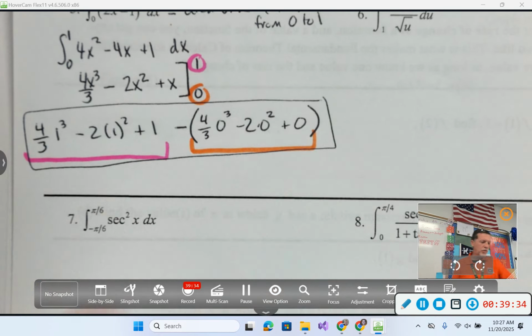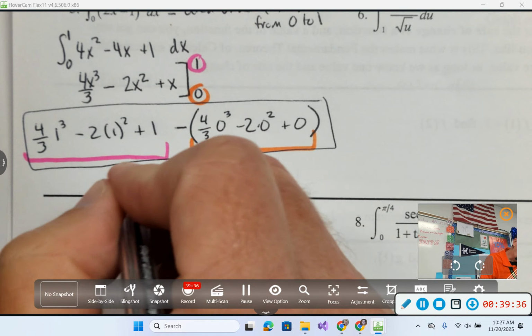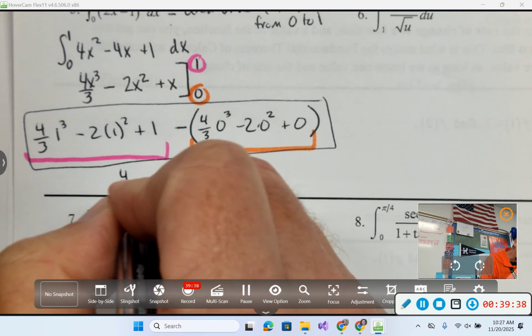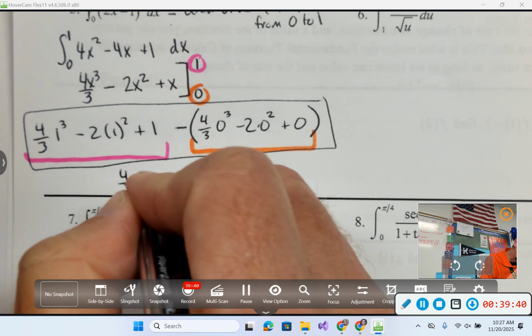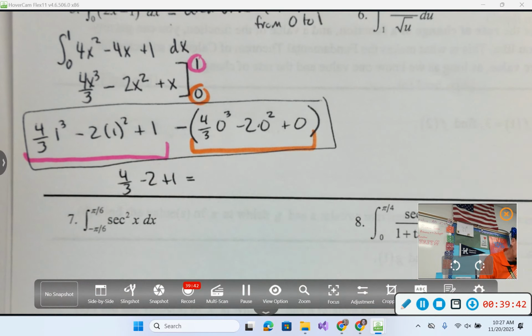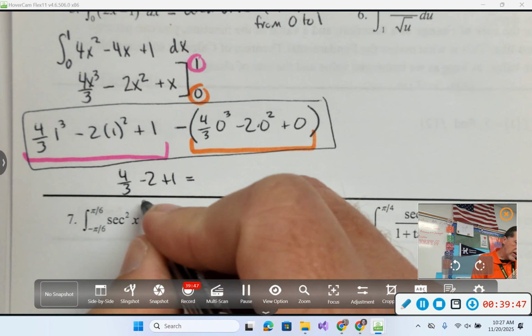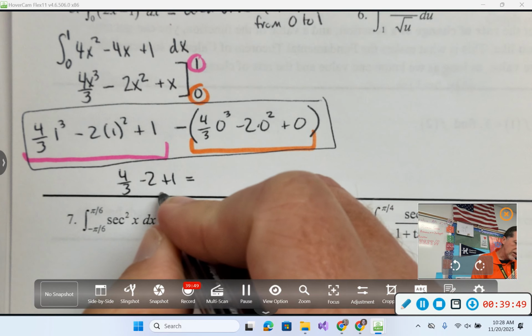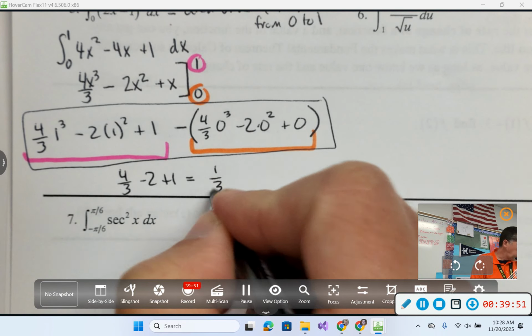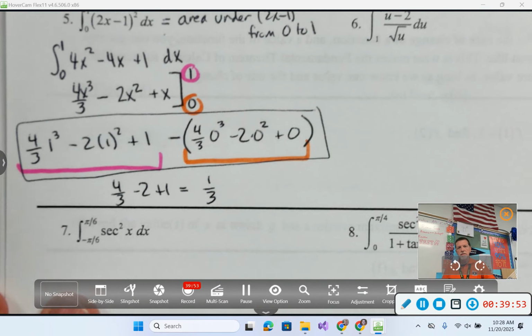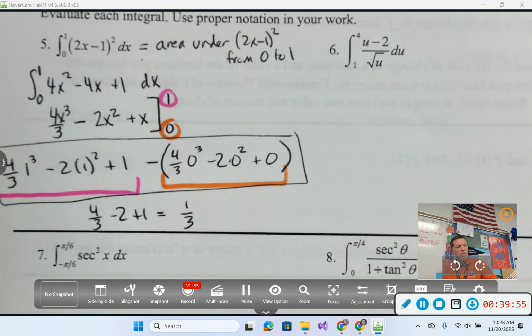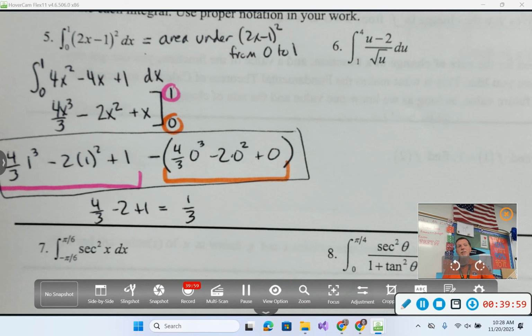And then that tells you, I'm going to find it because I'm curious. 4/3 minus 2 plus 1. Oh, I've got to do fractions in my head. So what is that? 4/3 minus 1 would be 1/3. So what I just found was the area underneath the parabola, without using geometry, but using calculus instead.